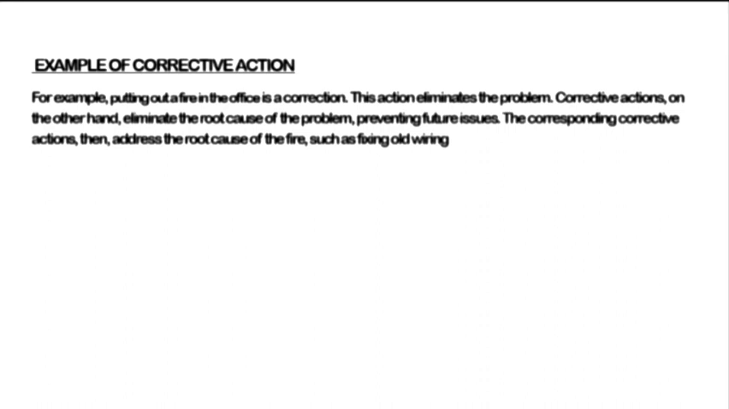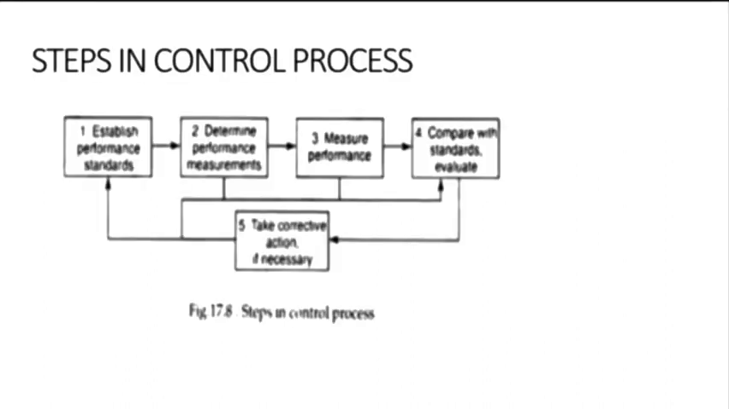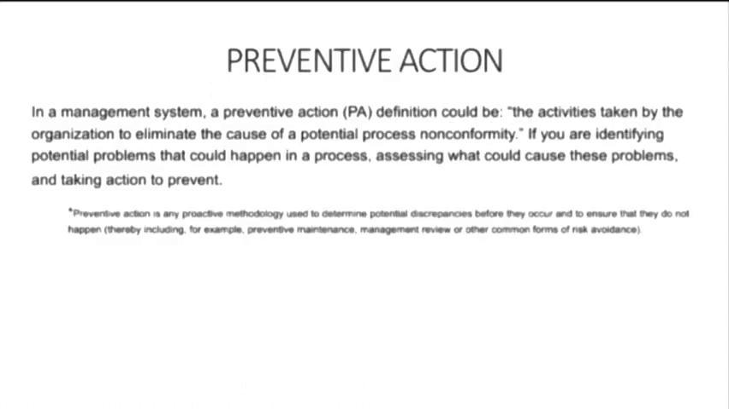One example of corrective action is putting out a fire in the office. This action eliminates the problem. Corrective actions, on the other hand, eliminate the root cause of the problem, preventing future issues also. The corresponding corrective actions then address the root cause of the fire, such as fixing old wiring. Then, steps in the control process include establishing performance standards, determining performance measurements, measuring performance, then comparing it with standards and evaluating them, then taking corrective actions if necessary.